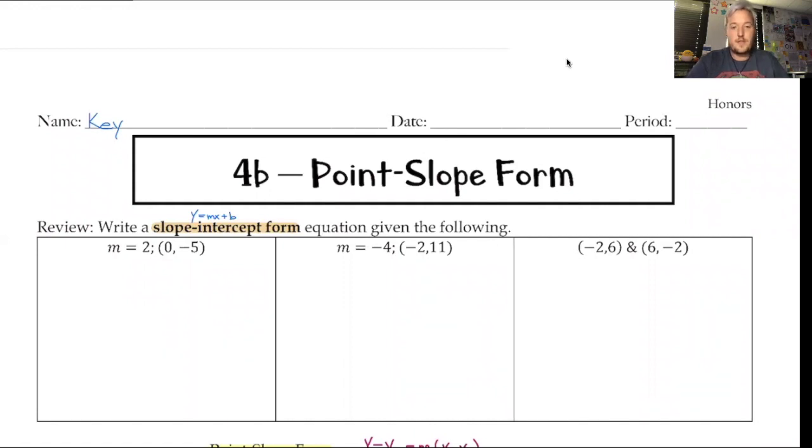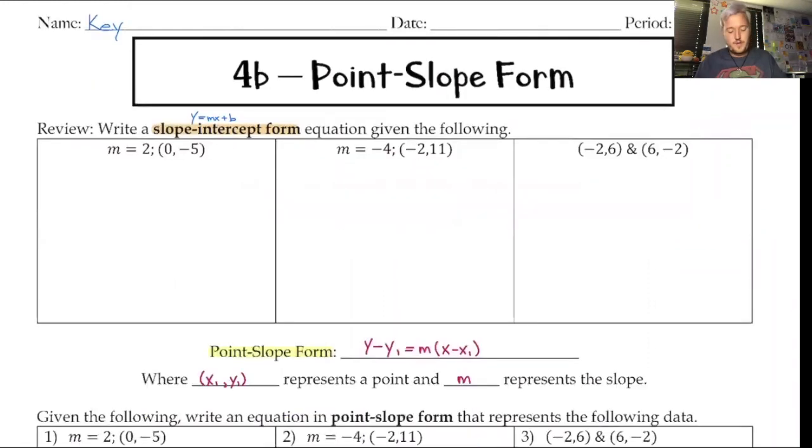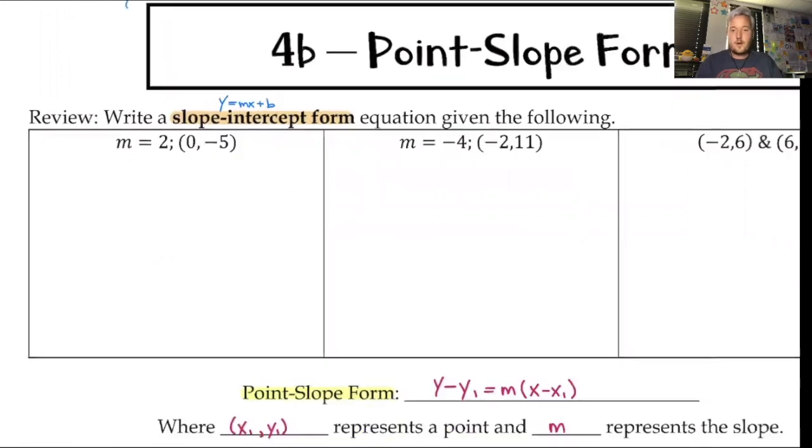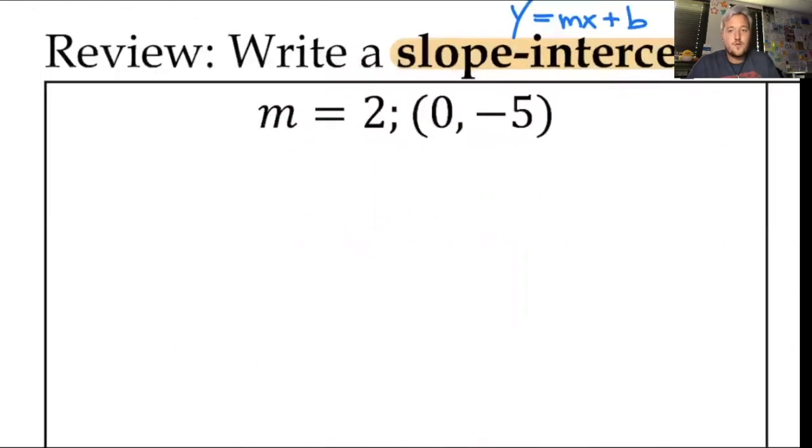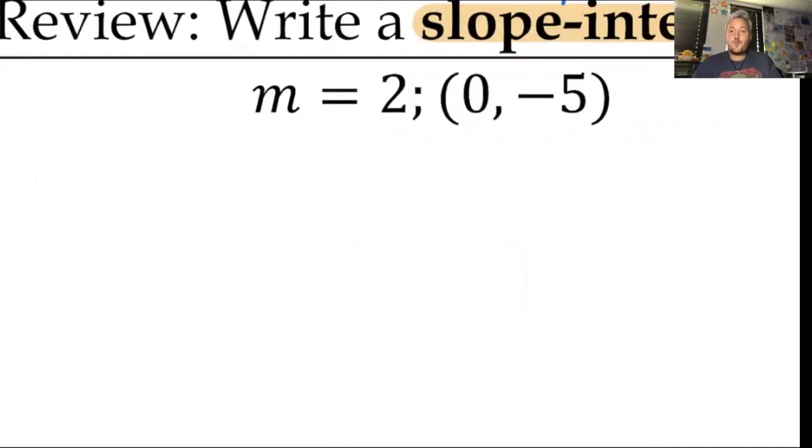Okay, so the second lesson in Unit 4 is over point slope form. So this is 4B. These first three problems up here are just kind of a review and recap of 4A, just because you are going to want to know 4A pretty well before you do point slope form. So for these first three problems, you are just wanting to write the equations in slope-intercept form.